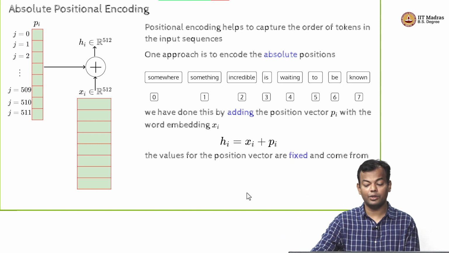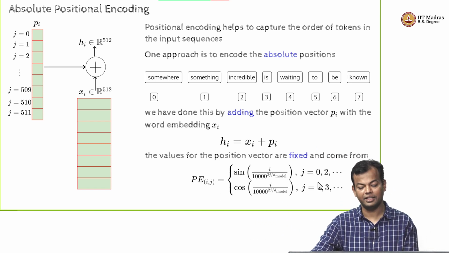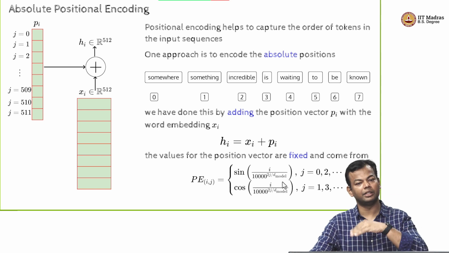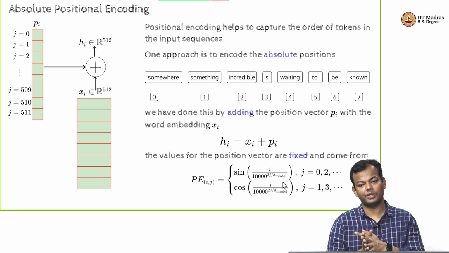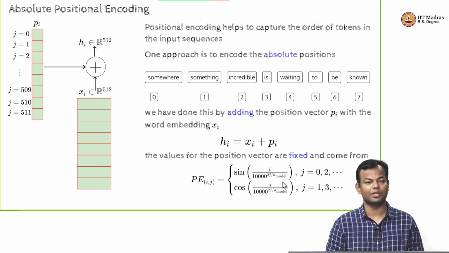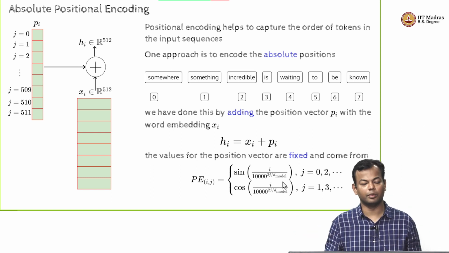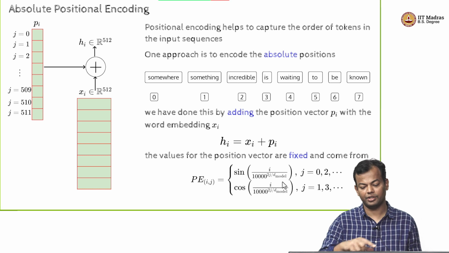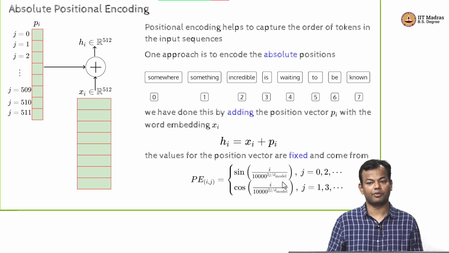Now these values are fixed and they come from this sinusoidal function that we had seen, and we had learned the motivation behind choosing it, so that positions which are closer to each other have a smaller difference in their positional embeddings as opposed to positions which are farther away from each other, and the sine function allows us to model that, right? So we had seen this when we had discussed the basic transformer architecture, right?